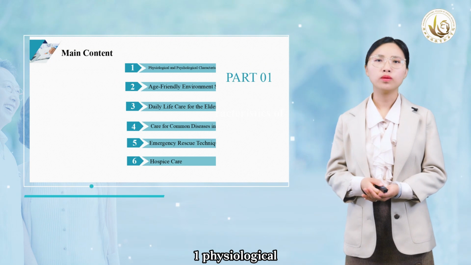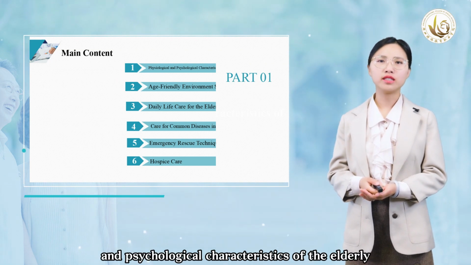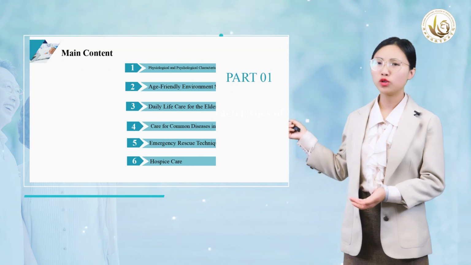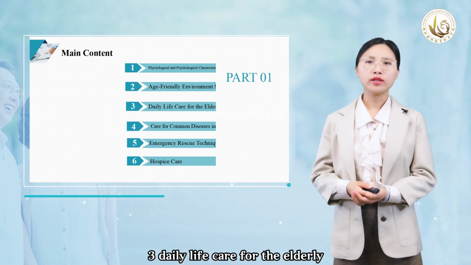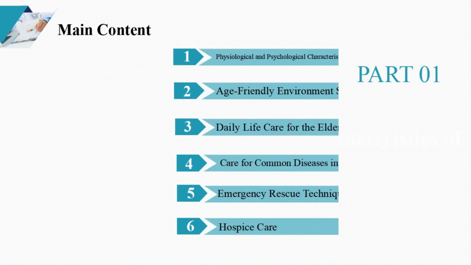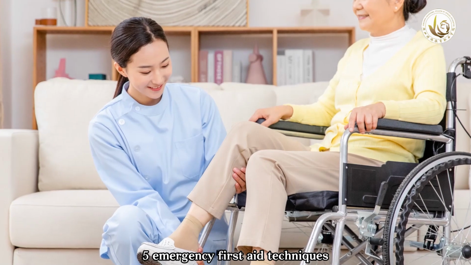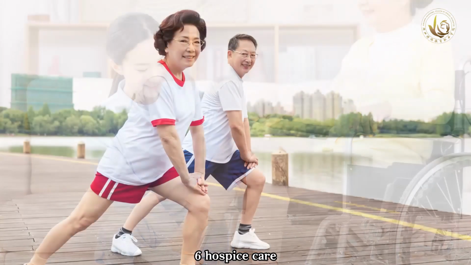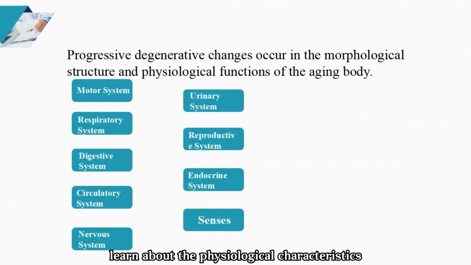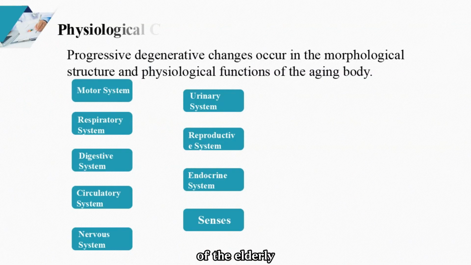1. Physiological and psychological characteristics of the elderly. 2. Elderly-friendly environment arrangement. 3. Daily life care for the elderly. 4. Care for common diseases of the elderly. 5. Emergency first aid techniques. 6. Hospice care. In this class, we will first learn about the physiological characteristics of the elderly.